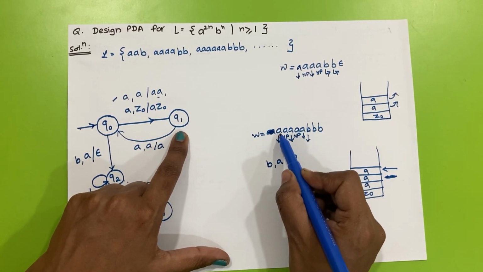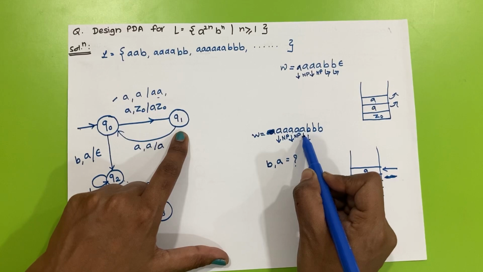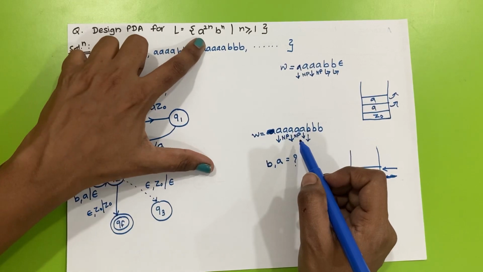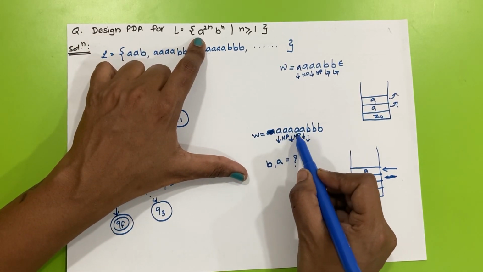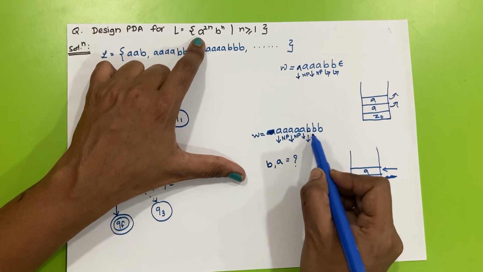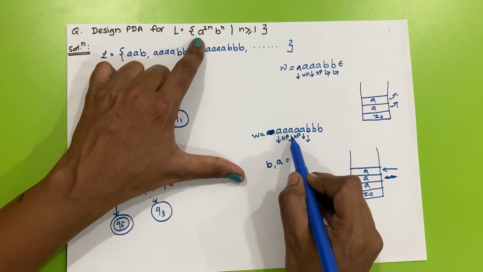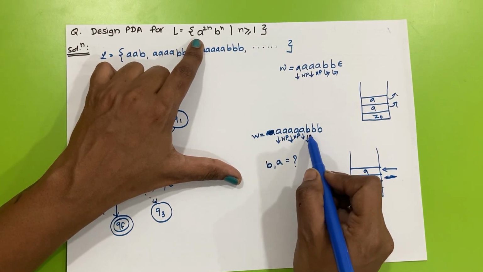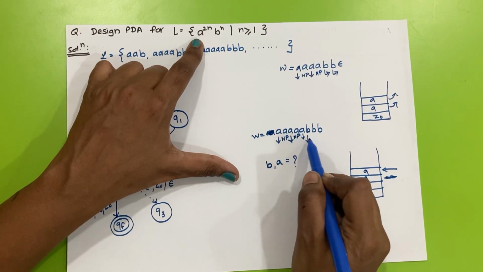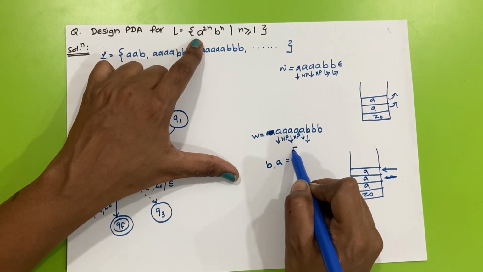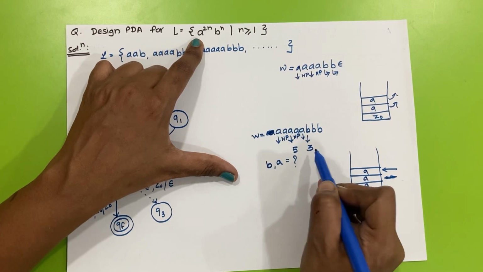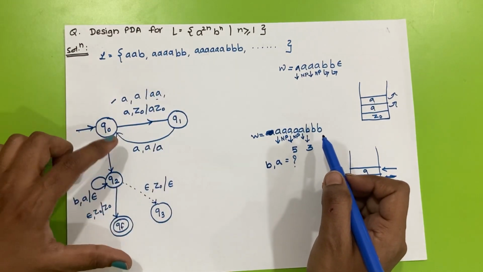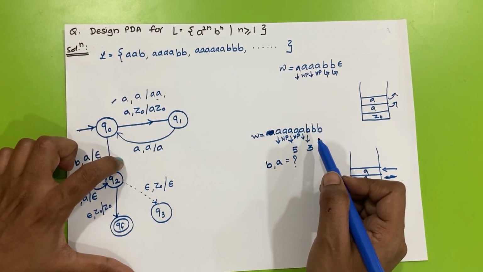Here we have only 5 a's and 3 b's, but according to the language we should have a's followed by half as many b's. If we have 6 a's then there should be 3 b's, and if we have 4 a's then 2 b's. But here we have 5 a's and 3 b's, so this string is wrong and should not be accepted by this PDA.